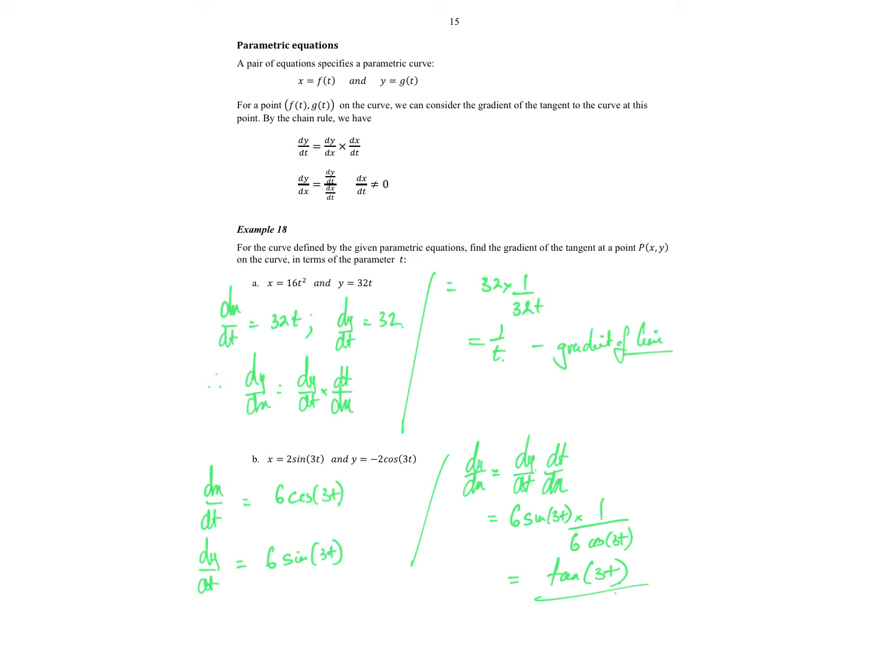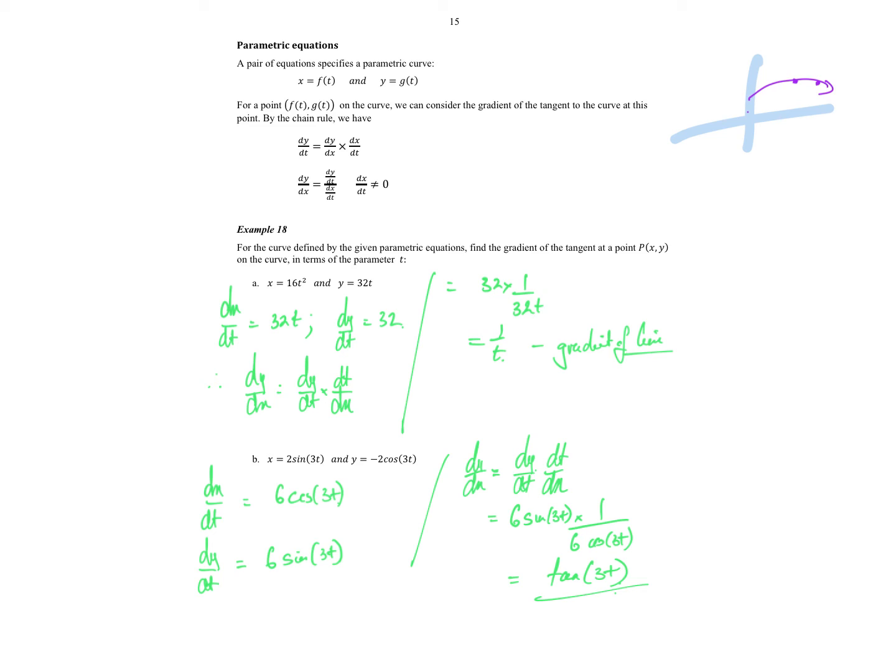Okay, parametric equations is just an extension of that chain rule, and it's a related rate. Typically we've got an x coordinate and a y coordinate that are related by time. So if we've got our particle, at a particular point in time, it's got that position or coordinate, and then at another point in time, it's got that coordinate.